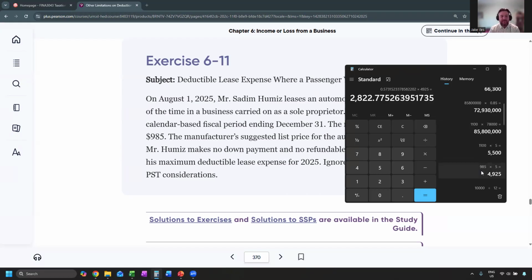So yes, that $4,925 is below our cumulative formula, so it's allowed, but our anti-avoidance formula says yes, but the car is still too valuable. It's too luxurious, so we're going to prorate that paid amount. You can only deduct $2,823.